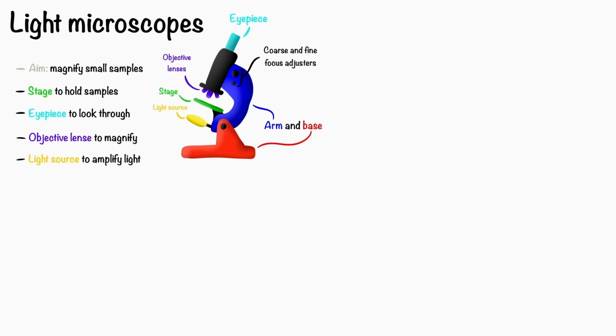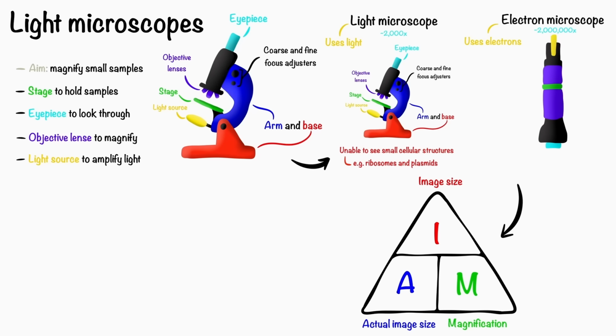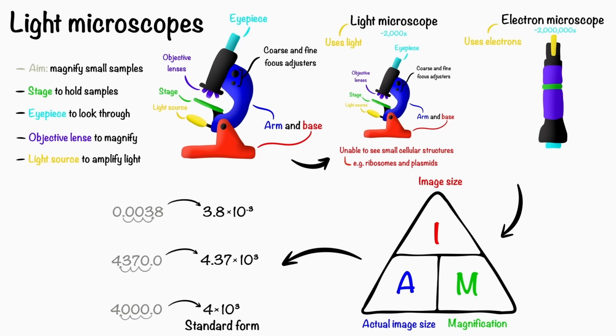In this episode, we'll start by looking at a diagram of a microscope, then take a look at the different types of microscopes and learn their key differences, explore an important equation that allows us to calculate magnification, and finally look at what standard form is and why we use it in science.